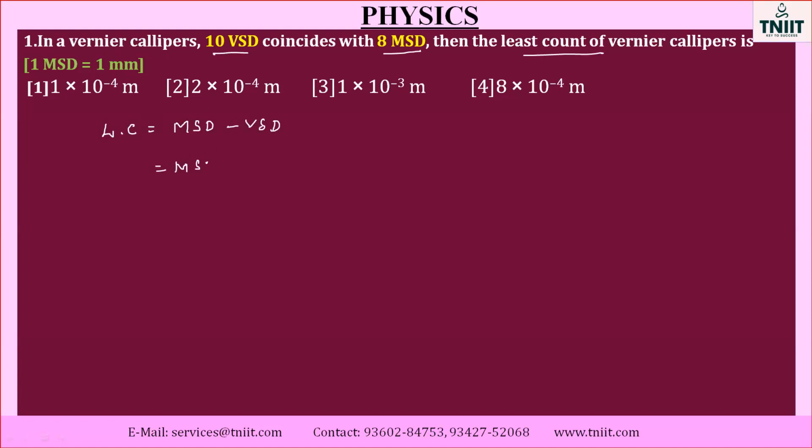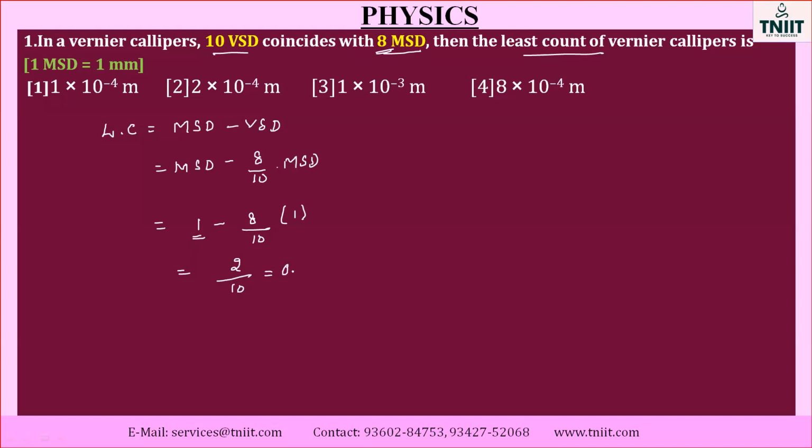I keep MSD as it is. Out of 10 vernier scale divisions, which one is coinciding? 8. So 8 by 10 times of main scale division. So the 8th division is coinciding among the 10 vernier scale divisions, so VSD will be 8 by 10 of MSD. So 1 minus 8 by 10 times of 1, reference as 1 I am taking. So it is 2 by 10.